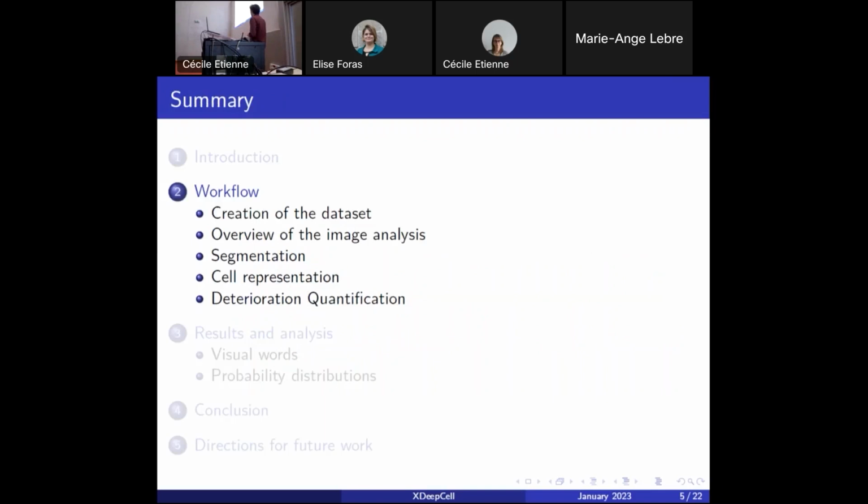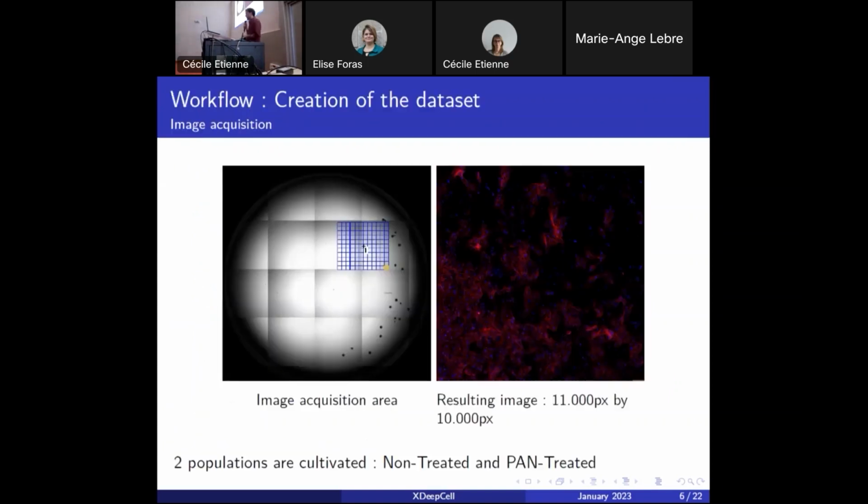So now that I have introduced my work a little bit, I will talk about the workflow of the processing we created during my internship. So first, if we want to analyze cell images, we have to acquire images of cells. So the way it is done is we cultivate two populations of cells, one that we leave alone, that is non-treated, and one that we treat with the drug we want to evaluate. In this case, it is PAN again.